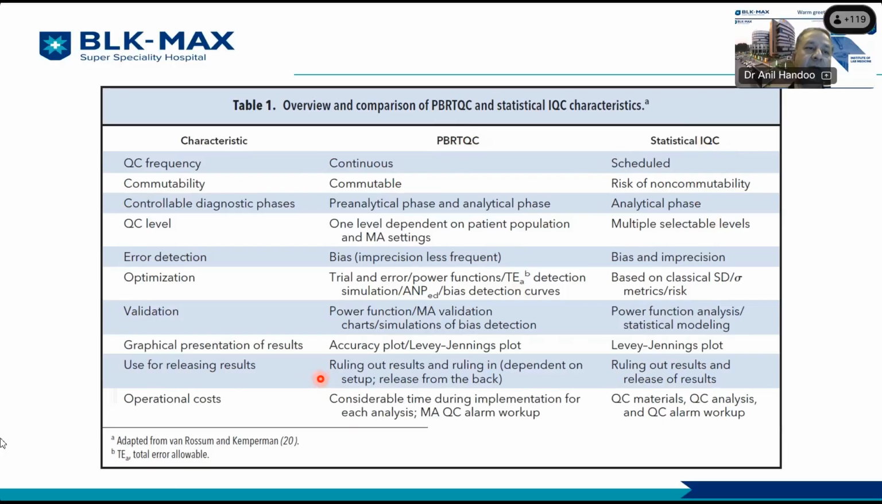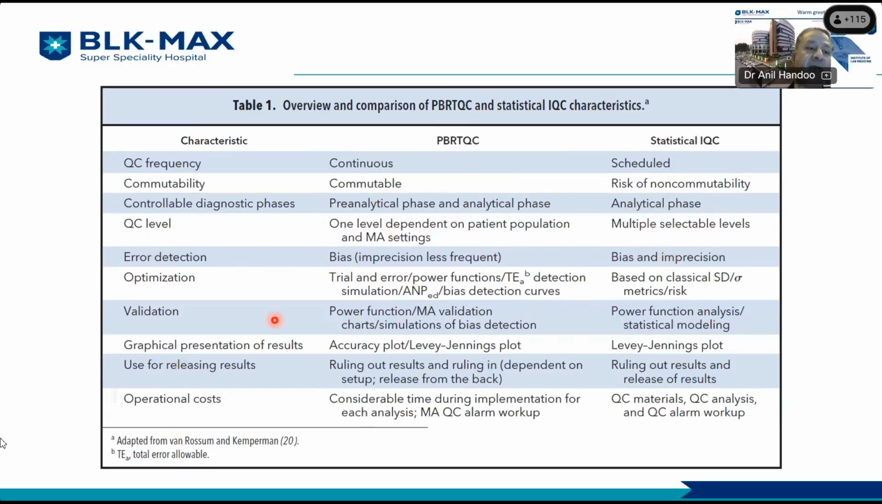Then, if you look at the controllable phases, it's going to be controlling all your steps, the pre-analytical as well as the analytical steps. In the statistical one, it doesn't look at the pre-analytical part at all. It only looks at the analytical phase. Again, you can have a level. Usually it's a single level, which a lot of people look at because you would like to get the normal ones rather than look at multiple levels. Statistically, obviously, multiple levels. Error detection: usually bias is picked up, and here bias and imprecision both are picked up.